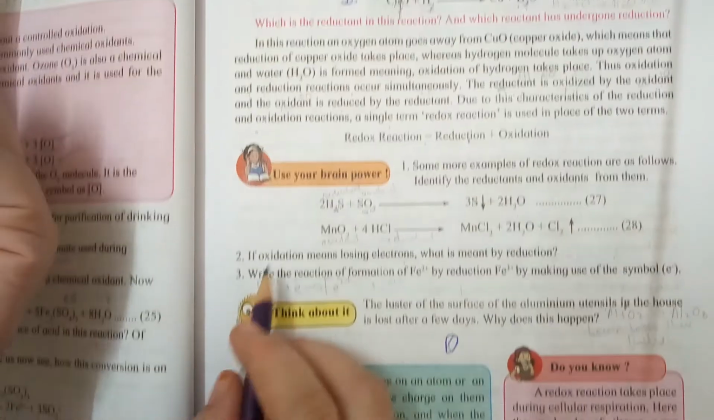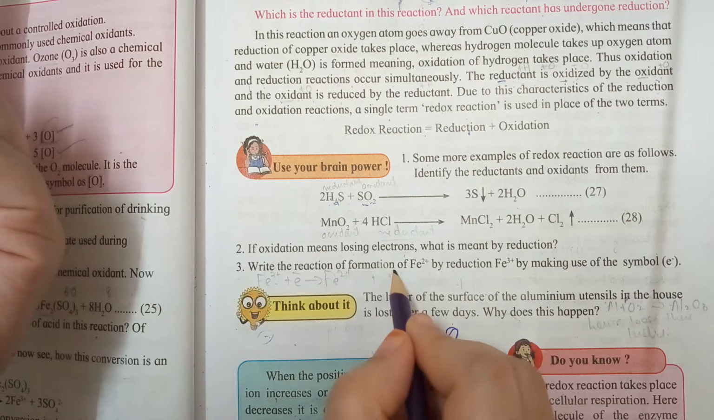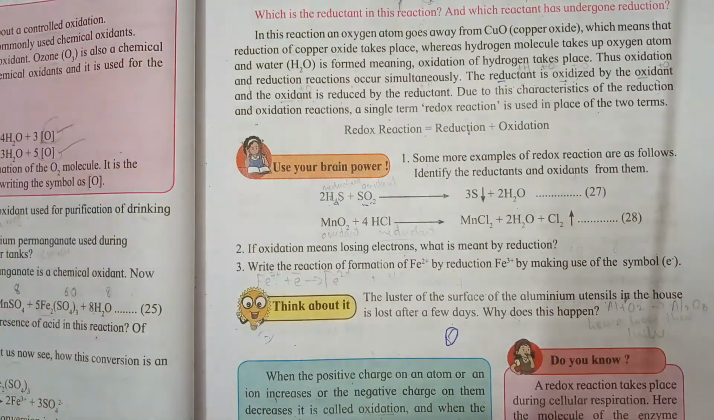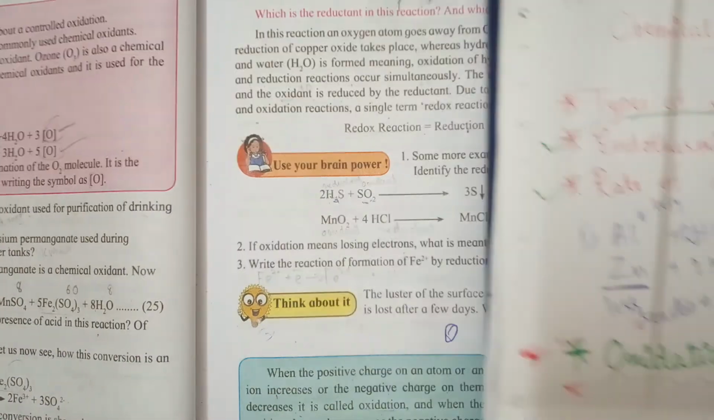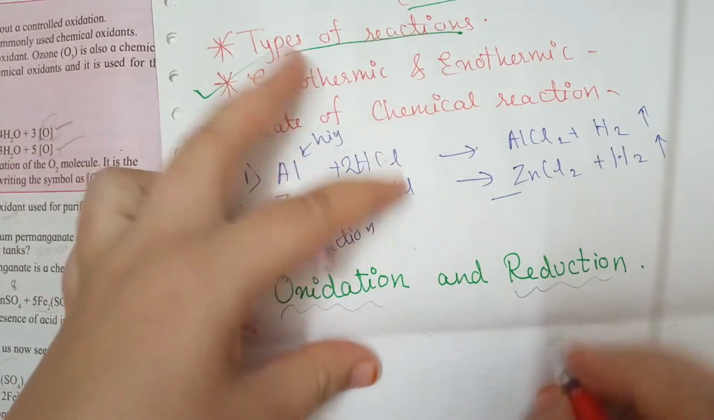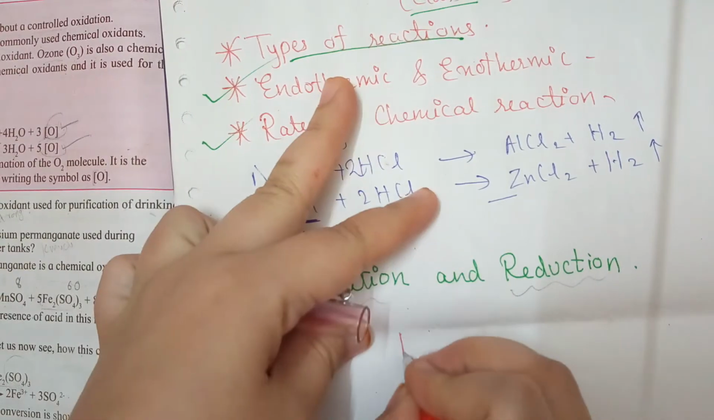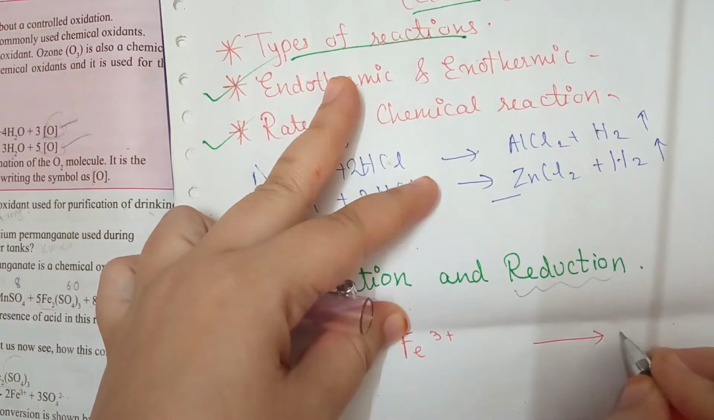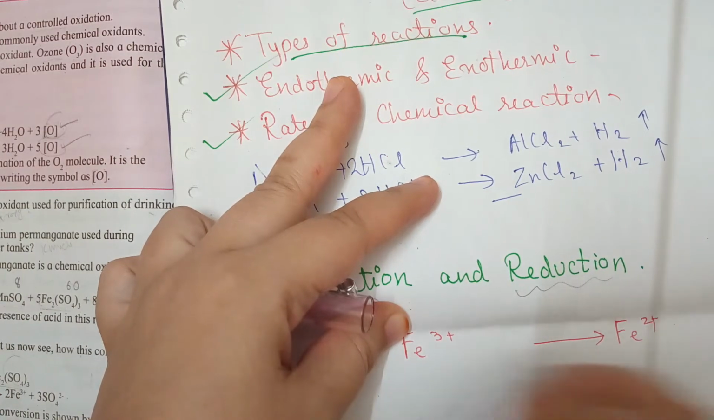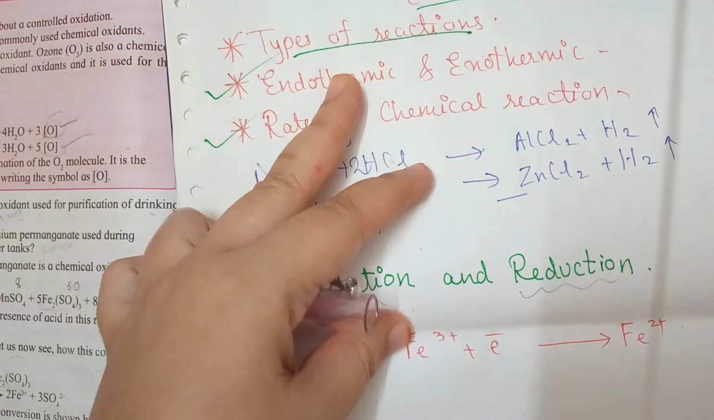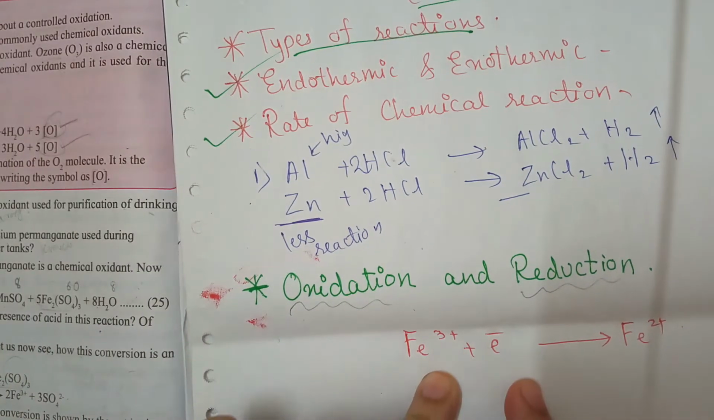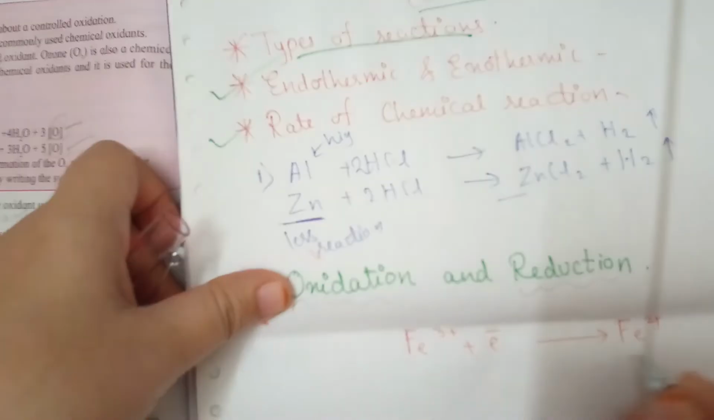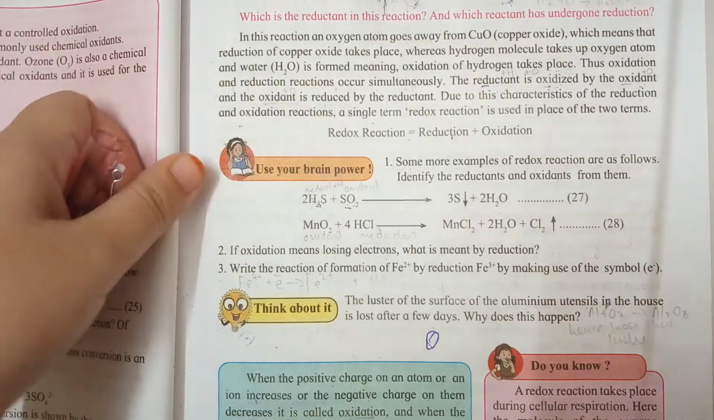Now the third question is, write the reaction of formation of Fe2+ by reduction of Fe3+ by making use of the symbol for electron. Here we have to write the formation of Fe2+ from Fe3+. So Fe3+ will form Fe2+. Here addition of an electron takes place, so the positive charge will decrease by 1. So this is the Fe2+ formation.